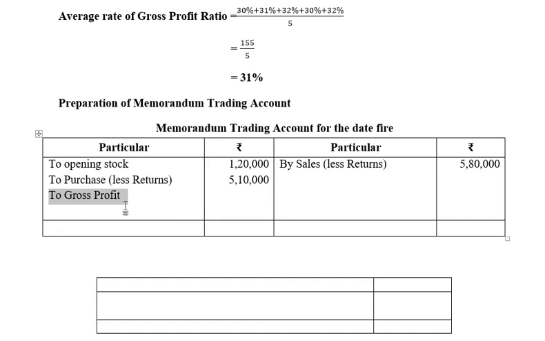So see, GP is 5,80,000 into 31%. So if we calculate, 1,79,800 rupees comes. 5,80,000 into 31% is the GP of average is 1,79,800 rupees. So next, when we total, 8,09,800 rupees is the debit side total.